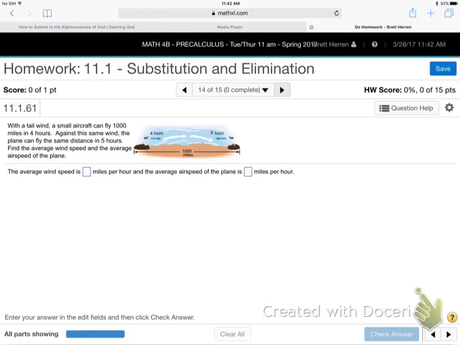All right, tailwind. What formula do you use for travel? Whenever you've got trains and planes and cars and motorcycles, boats, distance is rate times time.